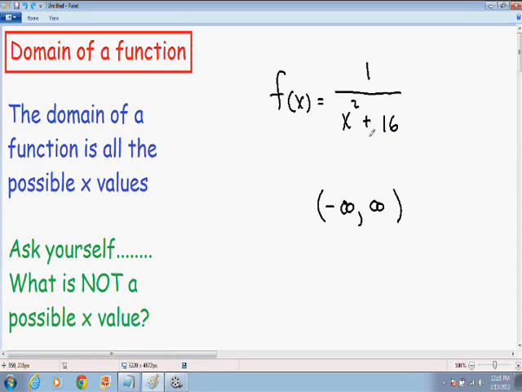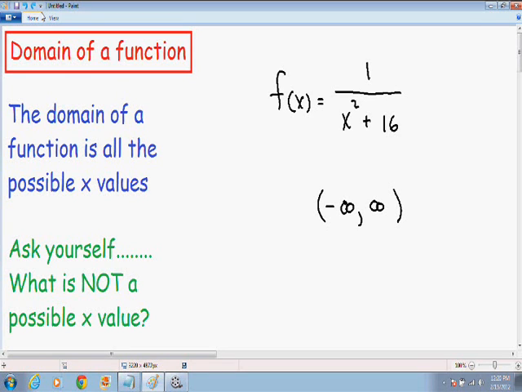Many students try to factor this denominator and make it x plus 4, x minus 4, and then they say the domain is x cannot equal 4 or negative 4, which is completely wrong, because this cannot be factored. There is not a negative sign in between the two perfect squares. There is a positive sign in between the two perfect squares.